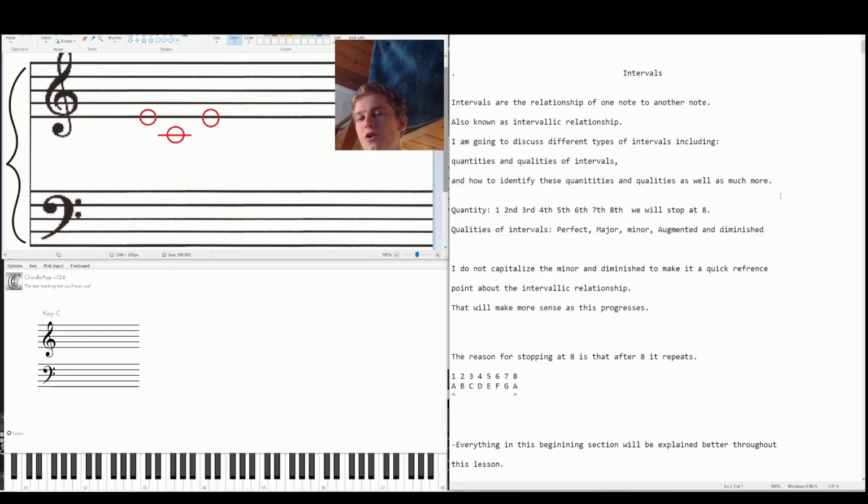Intervals. Intervals are the relationship between a note and another note. This is also known as the intervallic relationship of notes. I'm going to discuss different types of intervals, including quantities and qualities of intervals, and how to identify these quantities and qualities, as well as a lot more.